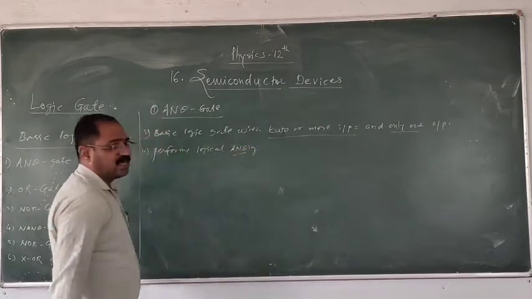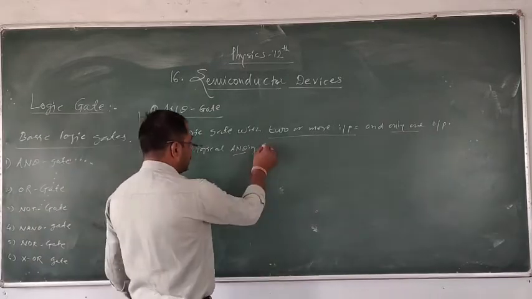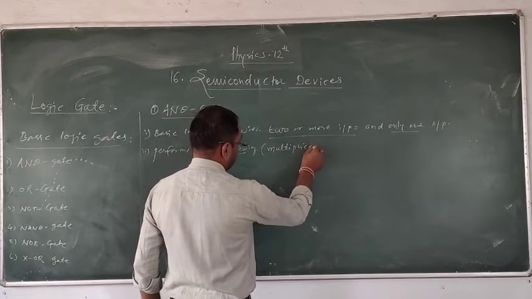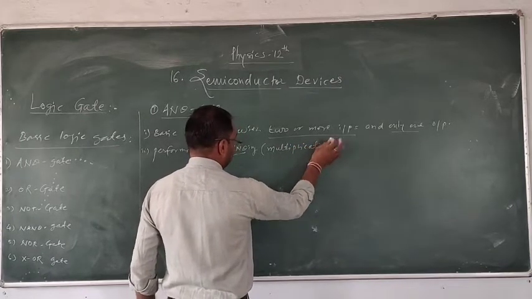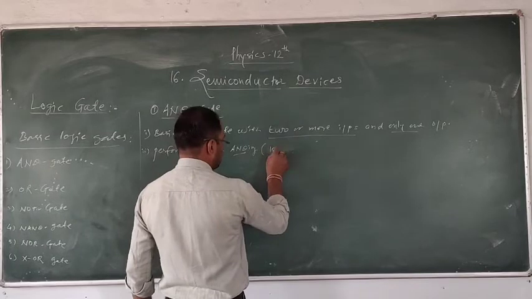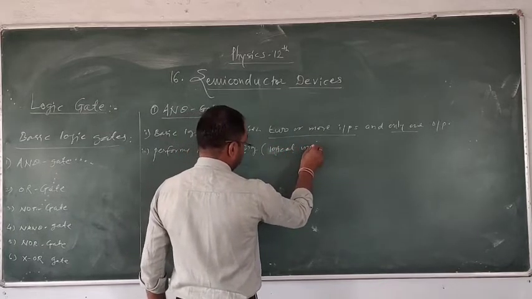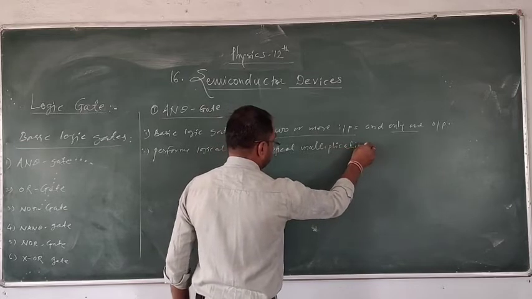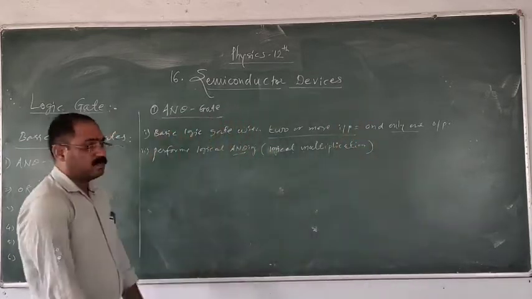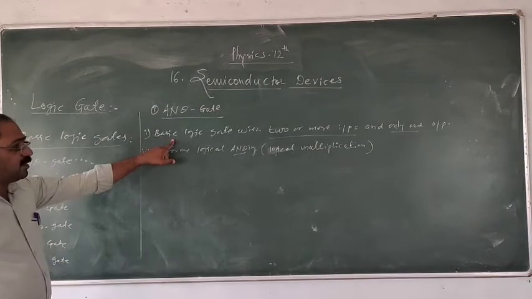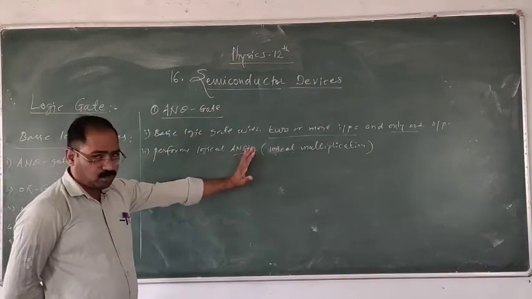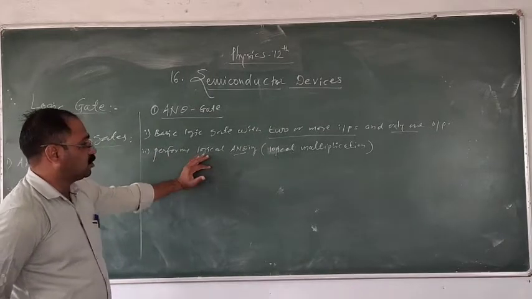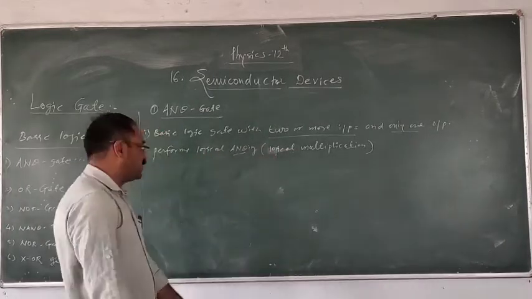Logical ANDing means logical multiplication. This is the basic logic gate. With two or more inputs and only one output, we perform the function of logical ANDing, that is the multiplication operation.